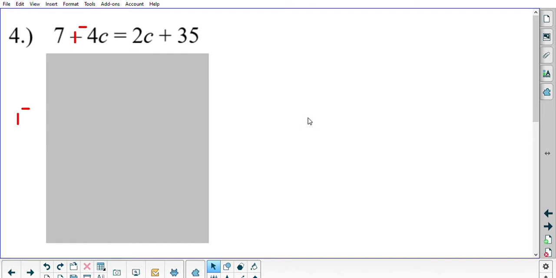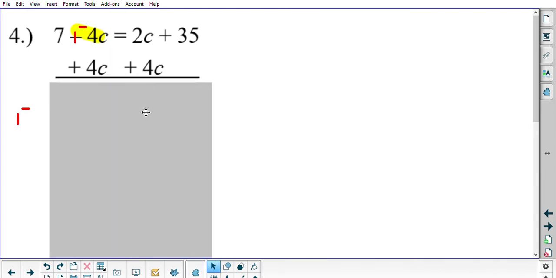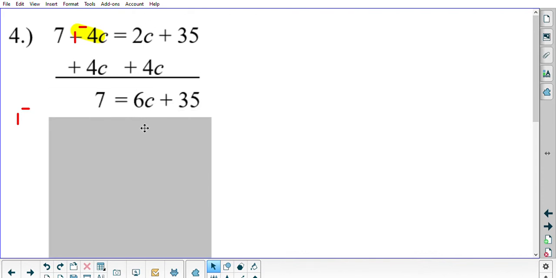So we could add by positive 4c to both sides, or we could add by negative 2c to both sides. But if you do not like negatives, and you don't want to have to deal with negative signs, then think which way would give you positive results. If you add the opposite of negative 4c, which would be positive 4c, then you will get positive 6c plus 35, and then on the left side, just the 7. Hey, there's not any negative then for the coefficient of the variable.